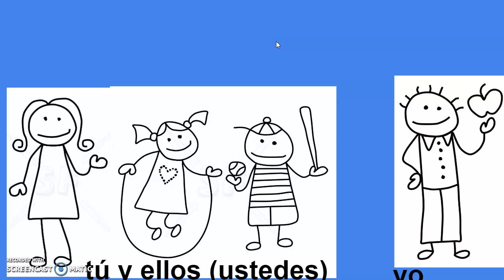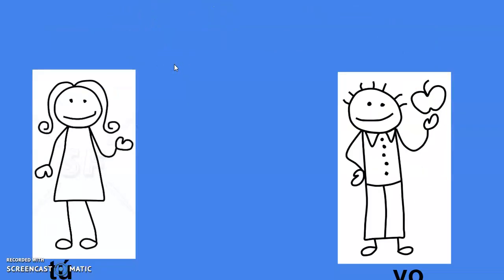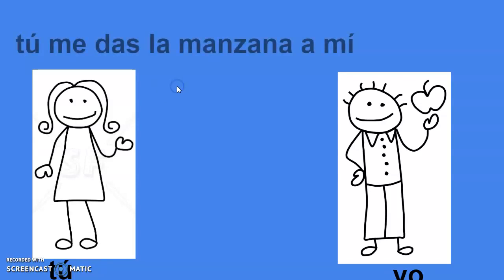You and they give me an apple. How are you going to do that? Ustedes me dan la manzana a mí. Conjugate this to go with these guys. See? Who's receiving the action? Right there. Muy bien. You give me an apple. Tú me das la manzana a mí. Remember, emphatic phrases are optional.